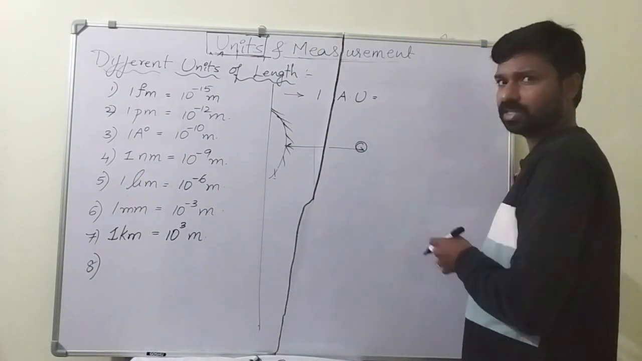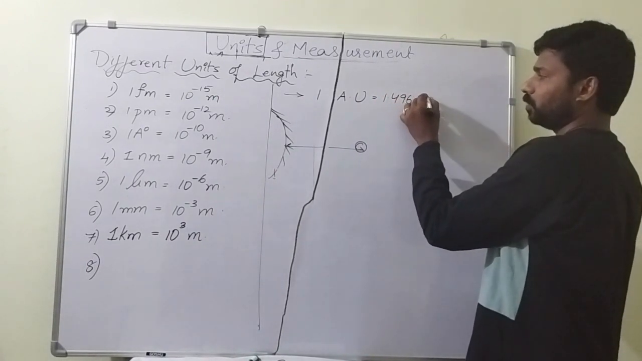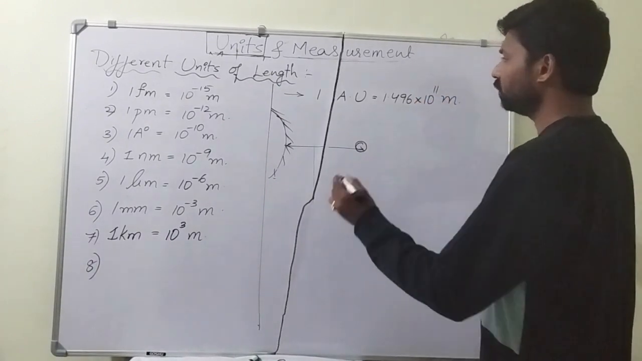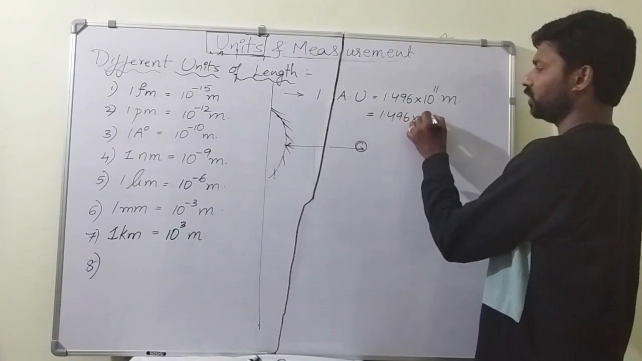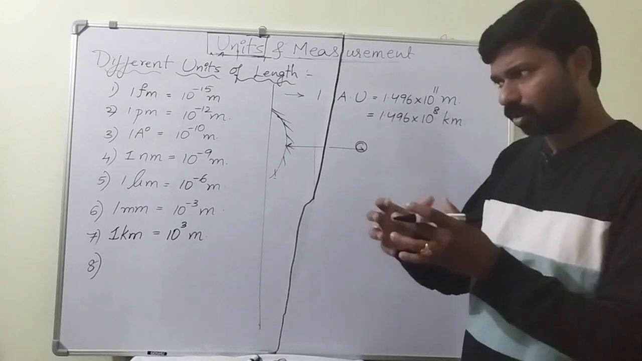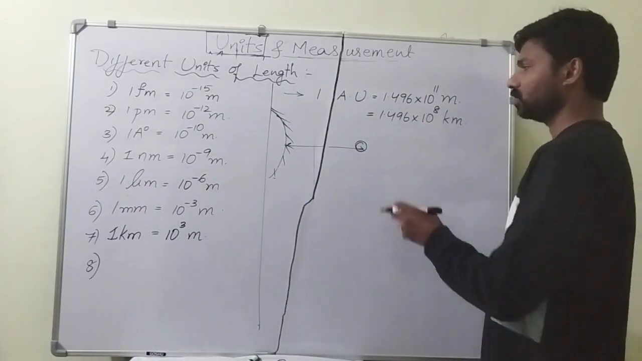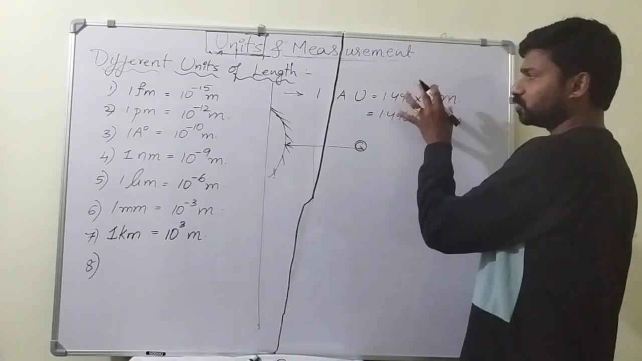There is a way of finding that also. It is 1.496 × 10^11 meter. If it is in kilometer, it can be written as 1.496 × 10^8 kilometer. Basically for long distances, I said that we are going to discuss in kilometer, so that's why I'm writing it like this. How do we find this particular length?